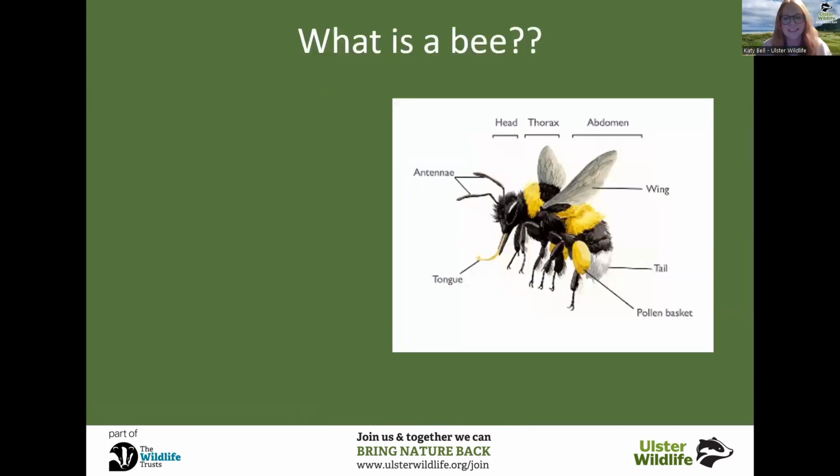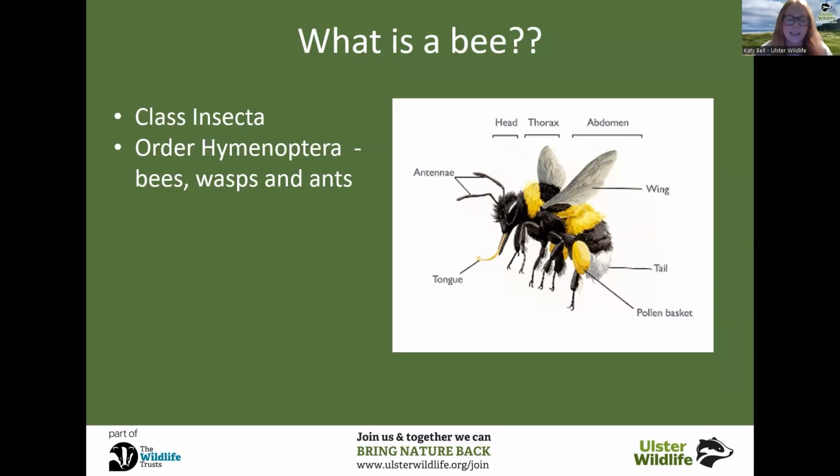So bees, what is a bee? This is, I suppose, basic information to start. I know some of you may be quite into bees and may know a lot about them already, and some of you may not, so it's just a good place to start. They are an insect. They belong to class Insecta. If we divide them down even more, they belong to the order Hymenoptera, and that basically categorizes our bees, wasps, and ants, all in one big group.